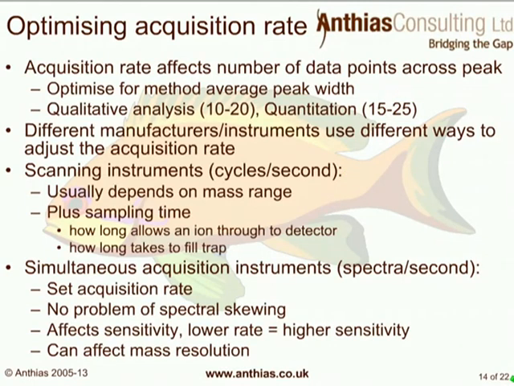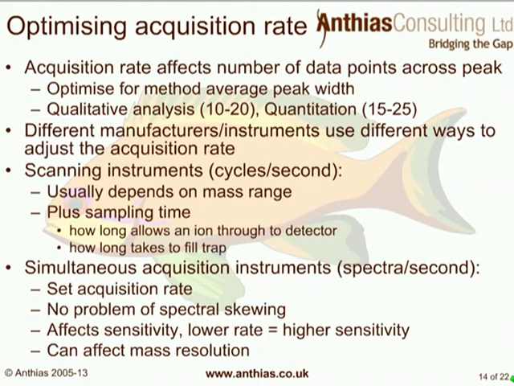Different manufacturers and different instruments use different ways to adjust the acquisition rate. Scanning instruments are usually based on cycles per second, so that's one full scan, and that usually depends on the mass range, plus the sampling time or the event time. And this depends on how long it allows the ions to reach the detector of a certain particular mass-to-charge ratio. Or if we're using something like an ion trap, how long does it take to fill that trap?